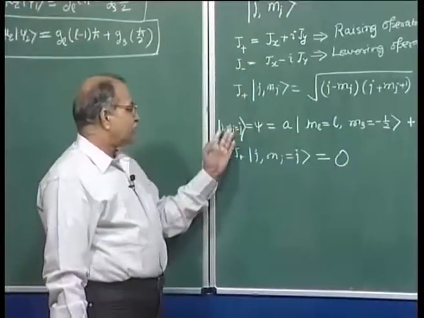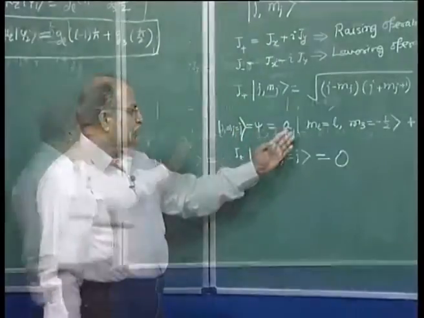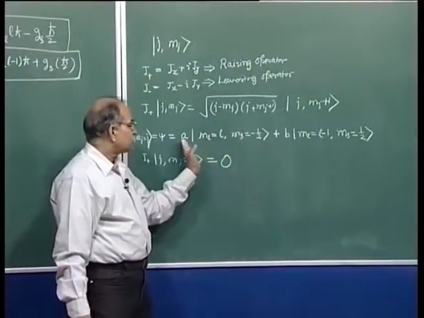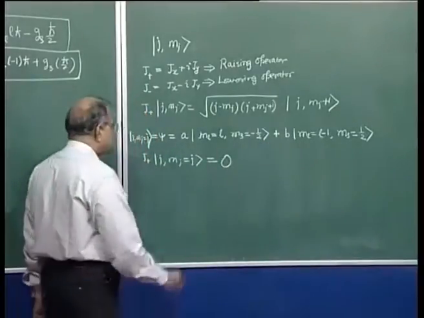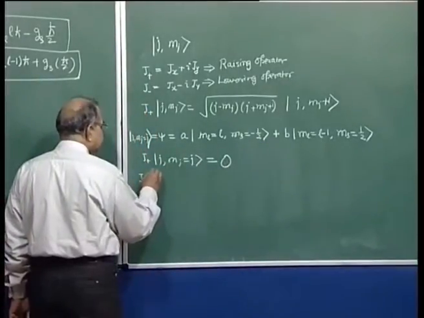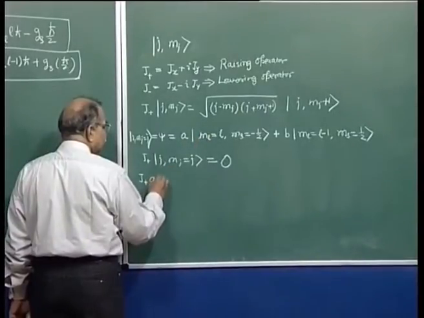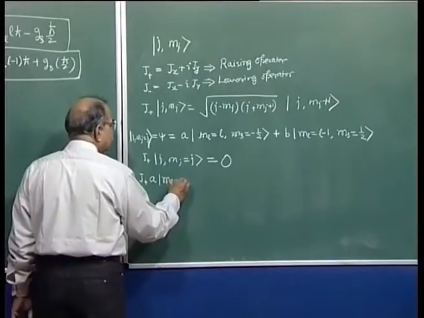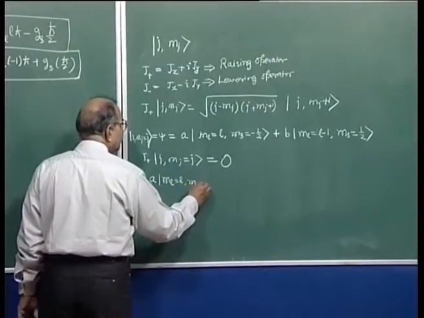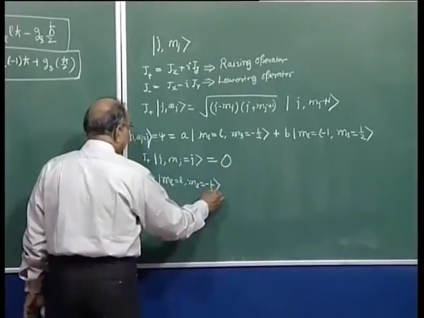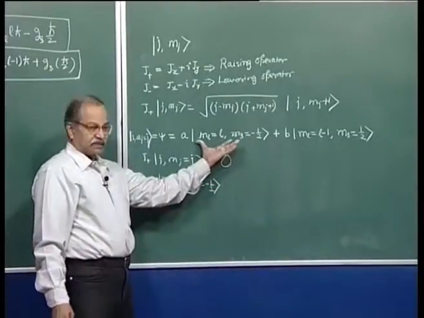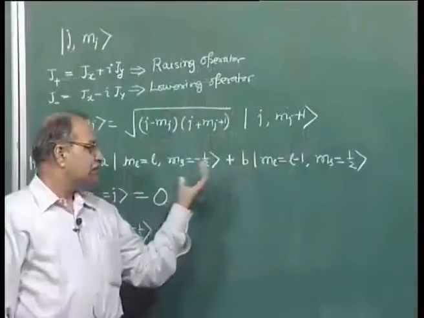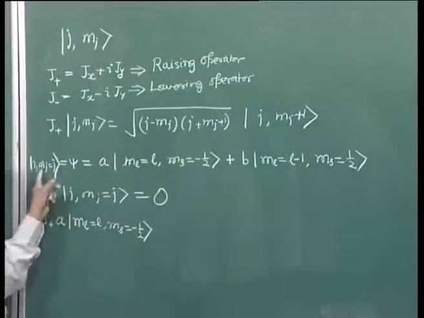J plus applied on this must be 0. Therefore, j plus applied on the right hand side should be 0. So let us calculate how much it is. Again we will do it in two parts, ml is equal to L, ms equal to minus half. Let us apply j plus to this portion first, then we will apply j plus to this portion, and we will demand that these two add to 0, because this is 0.